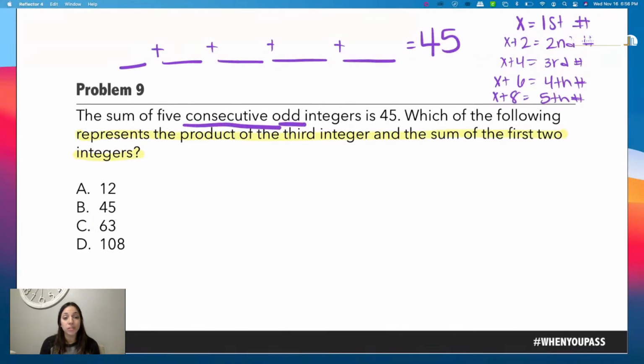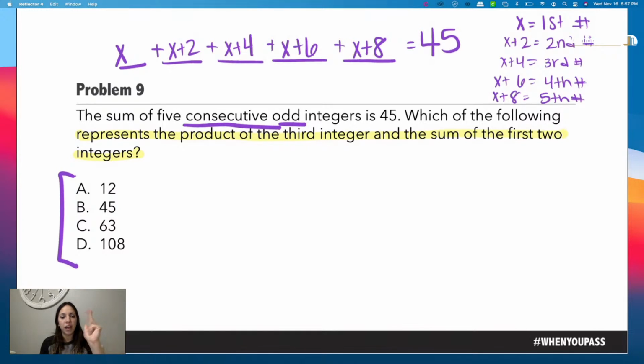Even and odd numbers are all 2 apart. So x plus x plus 2 plus x plus 4 plus x plus 6 plus x plus 8 is all going to equal 45. Now, if you struggle with that and you can't use these answer choices to help you in this situation, think about this. 1, 3, 5, 7, 9. I could sit here and go 1 plus 3 plus 5 plus 7 plus 9. That equals 25. Not enough.